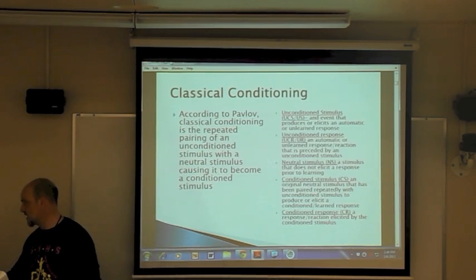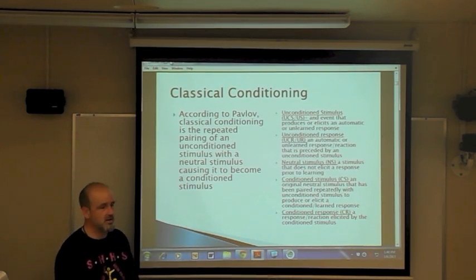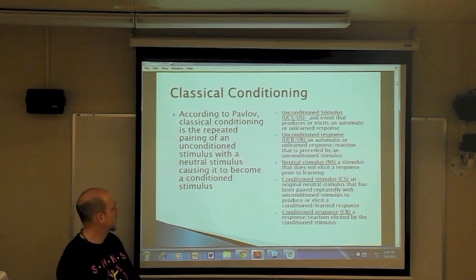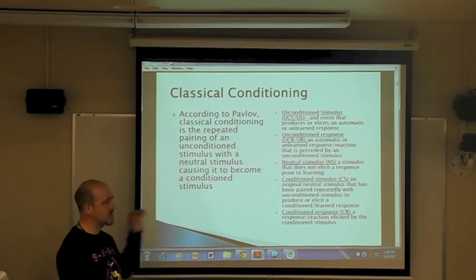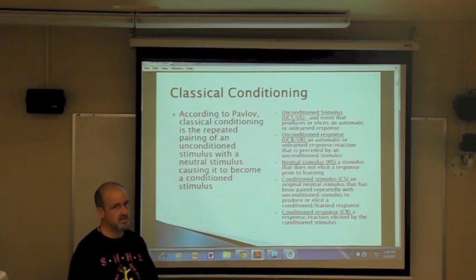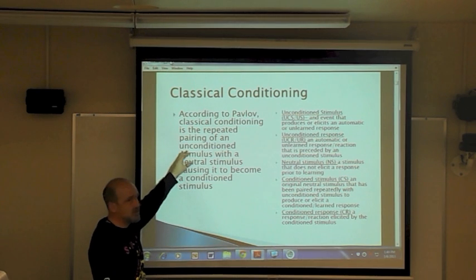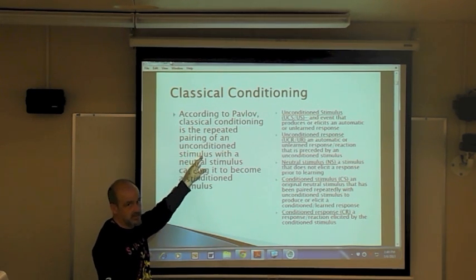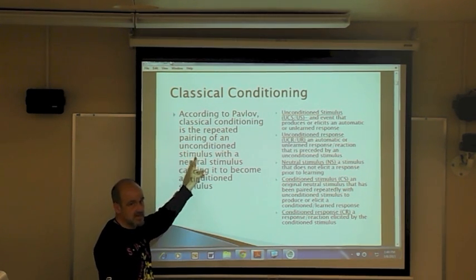Now, this is the terminology that you have to be very familiar with for classical conditioning. According to Pavlov, classical conditioning is the result of repeated pairings of an unconditioned stimulus with a neutral stimulus, eventually causing that neutral stimulus to become a learned or conditioned stimulus. Now you got to be able to keep this straight. This is one part of the video where I would review it, make sure you understand it before you move on. But if it's unconditioned, you did not learn it. That's how you remember it. You did not learn it.